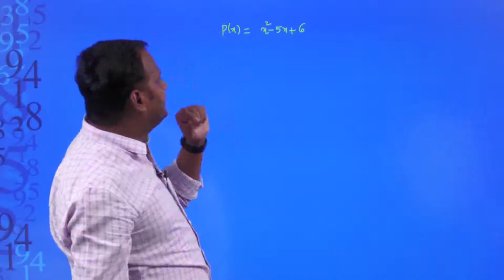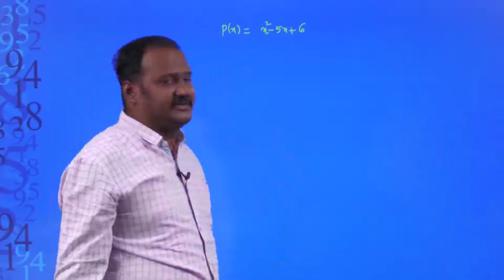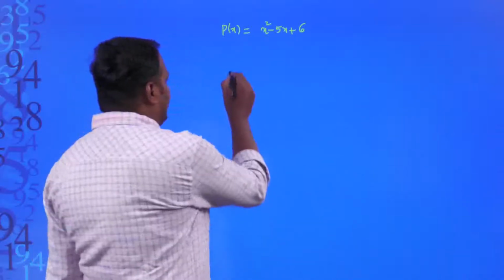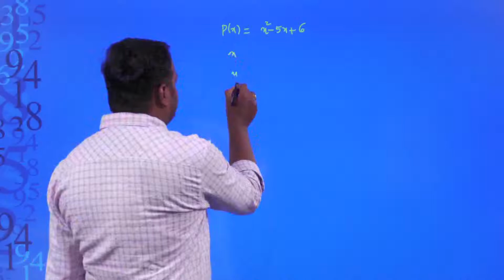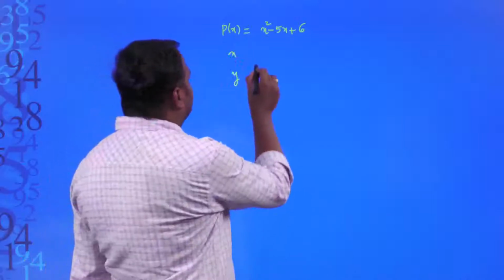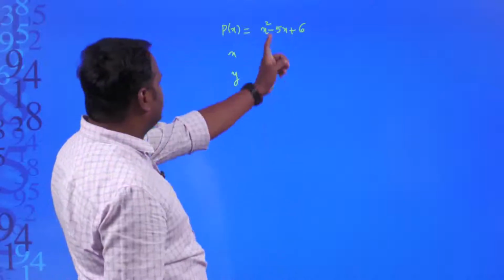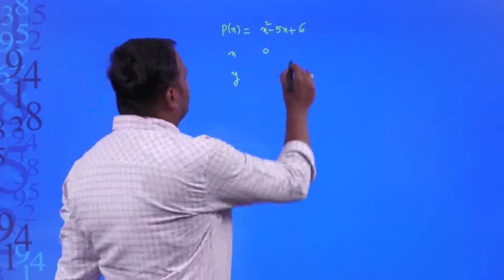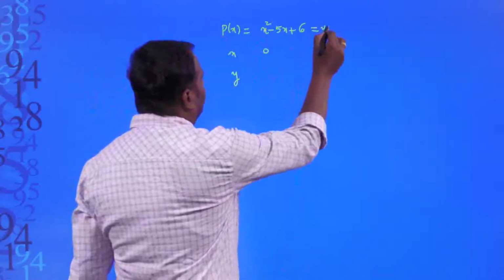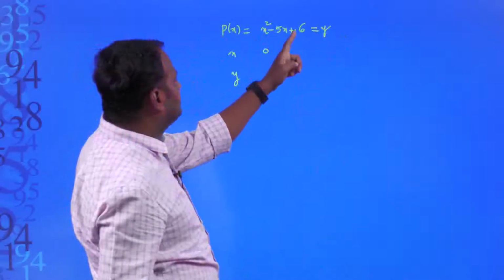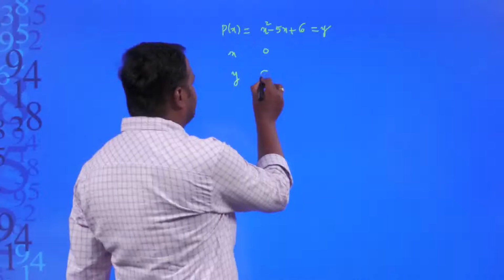So since the degree is 2, I don't know how many points I should take. I will take at least 5 points. Okay. The values of x as well as the values of y. Now if I take x is equal to 0, then what about the value of y? P of x is equal to y now. So when x is equal to 0, it is 0 minus 0 plus 6. So 0 and 6.